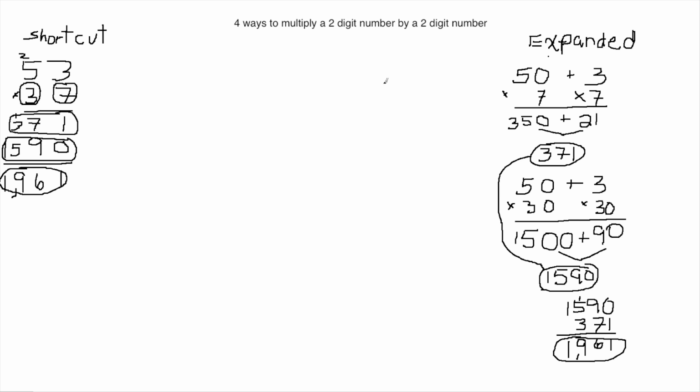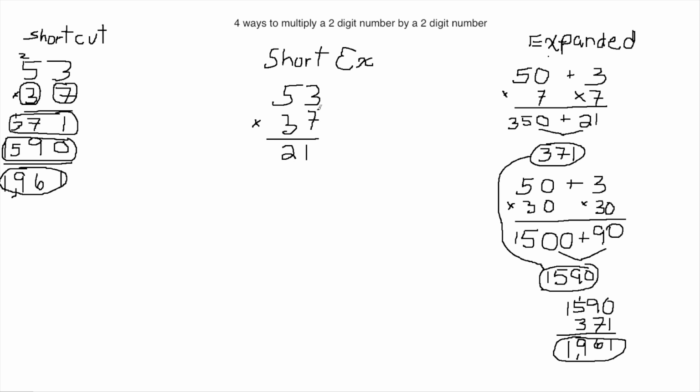Now, we're going to combine these two, and we named it short x. It's a combination of the shortcut and expanded, short x. So let's write these numbers down again. We got 53 times 37. Now, you've got to take the place values. For instance, we're going to take the 1's place. We got a 7 in the 1's place, so the value is 7. We got a 3 in the 1's place, the value is 3. What's 7 times 3? It's 21.